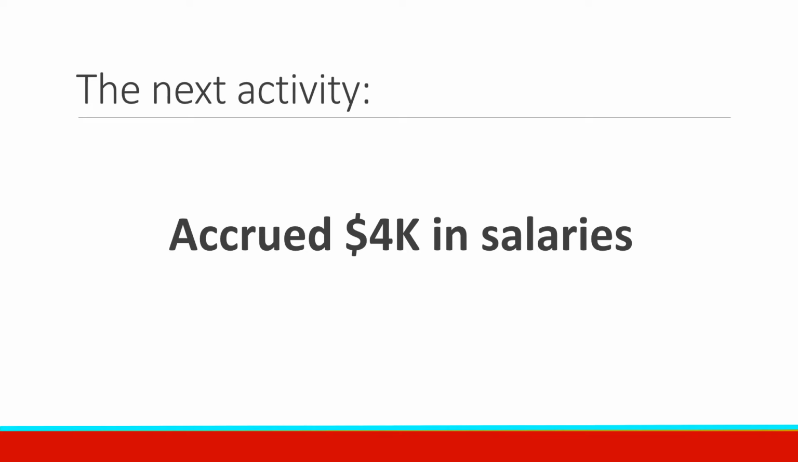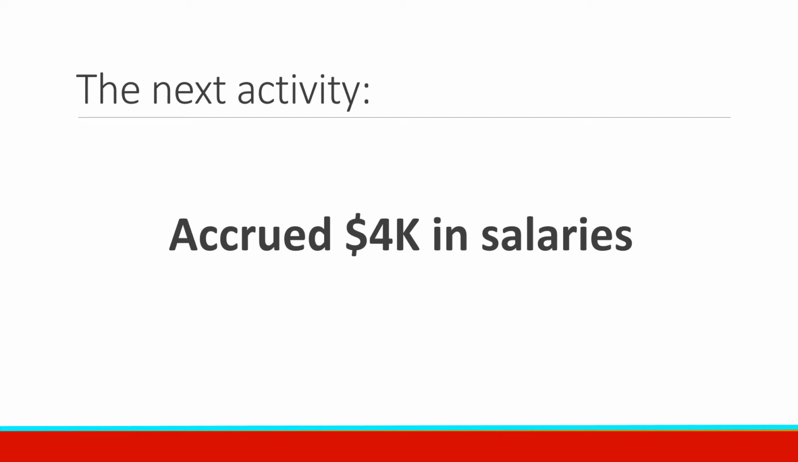For our next activity, the firm is going to accrue $4,000 in salaries. You may ask yourself what accrue means. The meaning of the word accrue is that we're going to make a journal entry that does not involve cash. So why would we do that? Employees work every day, and often it's a convention you pay employees on the same day of the week, for example, Friday. But you're forced to, at the end of the month, close your books.